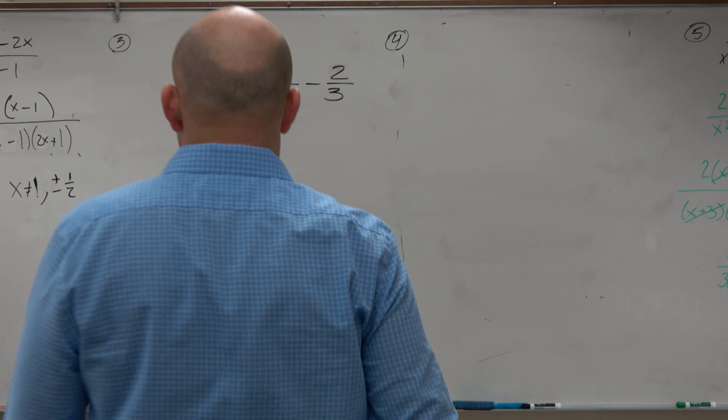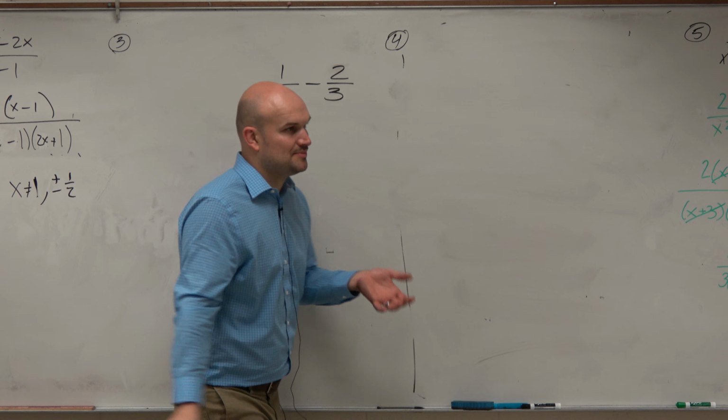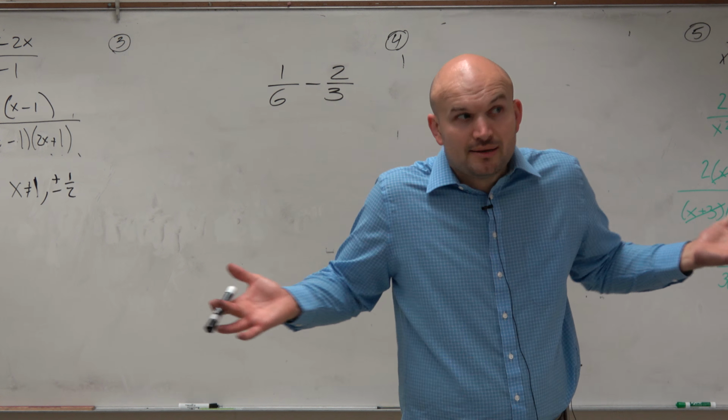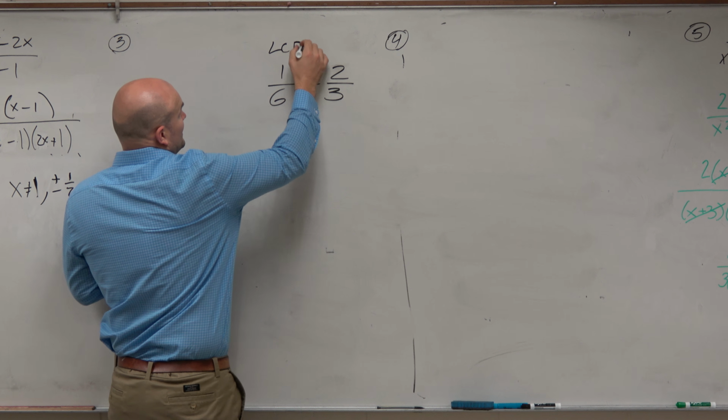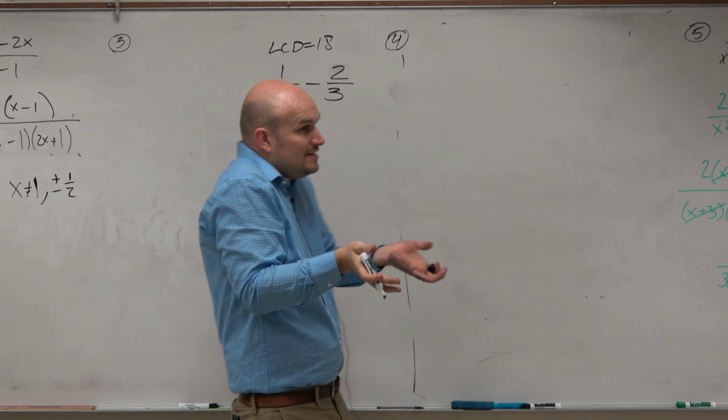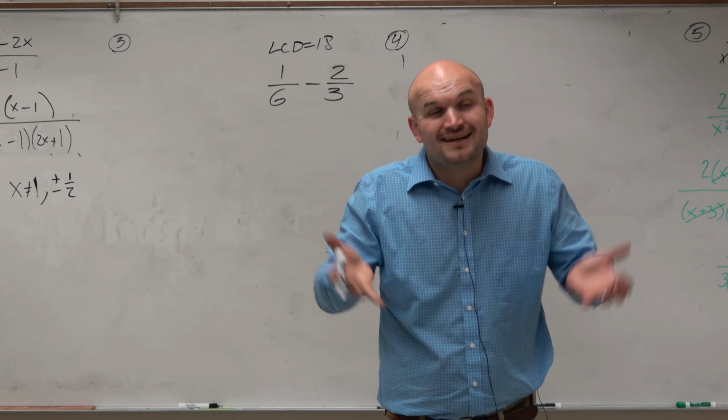Like this, students are like, oh, well, last example, Mr. McLogan, I just multiplied the denominators. So that's what I'm going to do this time, just multiply the denominators. And then you say that the LCD is equal to 18. Now, will 18 work? Yes. Is it more work? Yes.